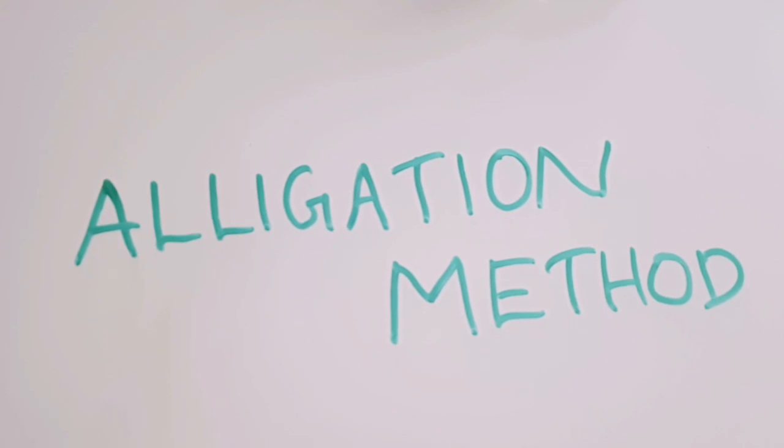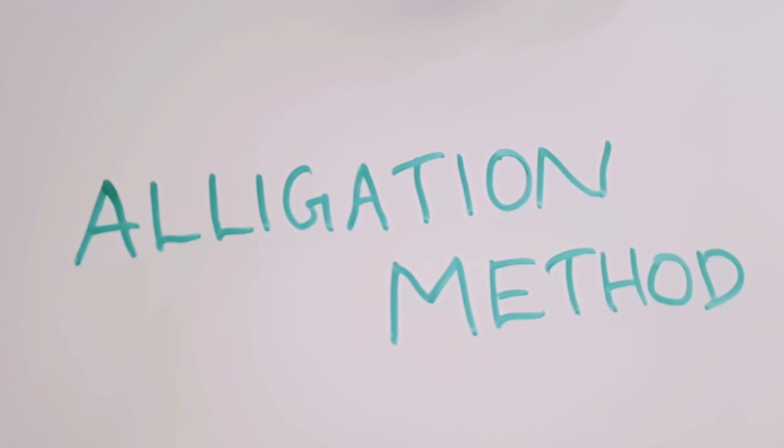Today let's discuss the alligation method. This is one of the important areas of quantitative aptitude for various competitive examinations. The rule of alligation enables us to find out the ratio in which two or more ingredients at a given concentration must be mixed to get a final mixture of desired concentration. It also helps us find out the amount of each ingredient needed to make a mixture of given quantity.